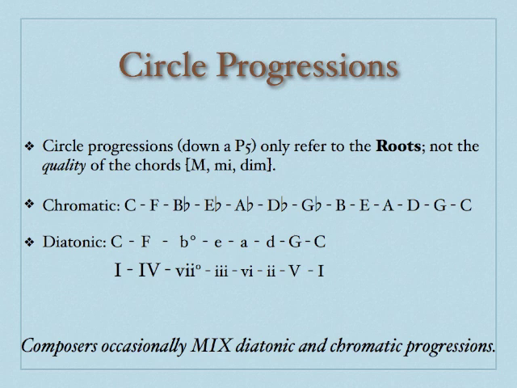So instead we go to the B that is in the key of C, a B diminished, and that's a 5 of E, and the E is a 5 of A, and an A is a 5 of D, and a D is a 5 of G, and a G is a 5 of C, and we get back to where we started. In real life, composers will mix diatonic and chromatic circle progressions.